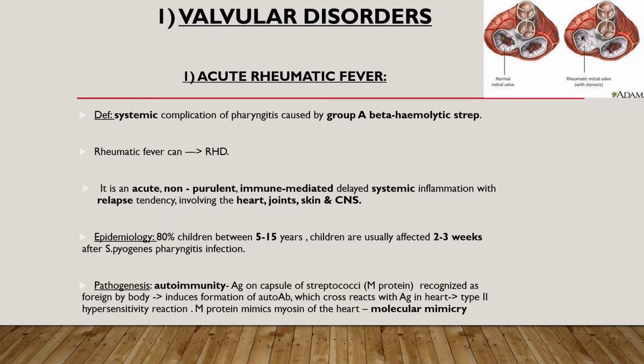Now, in terms of pathogenesis, it's an autoimmune reaction. So, as you can remember from microbiology, strep bacteria have antigens on their capsule. This is the M protein, and this M protein is recognized as foreign by our body, and hence, just like in any other immune reaction, there's formation of autoantibodies, which are going to cross-react with the antigens in our heart. Due to this cross-reaction, we call it a type 2 hypersensitivity reaction, and that's because this M protein is exactly mimicking the myosin of our heart. So, if you're asked in a nutshell, the pathogenesis is to do with molecular mimicry.